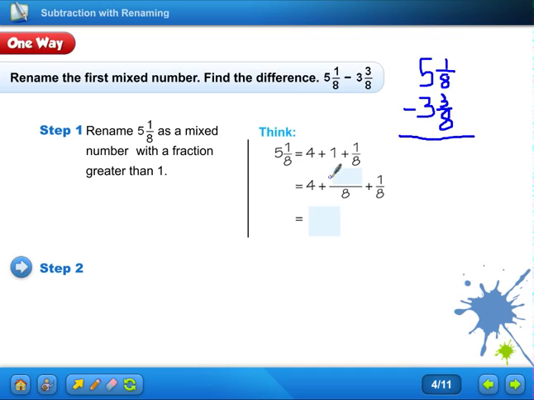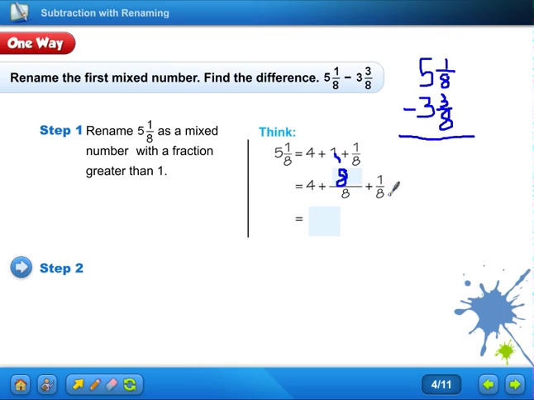So 4 plus, we want to make this now a fraction. We want to take that 1 and make it a fraction. So I know a whole is whatever's on the top is on the bottom. So 4 plus 8 eighths is also equal to 1 plus 1/8.